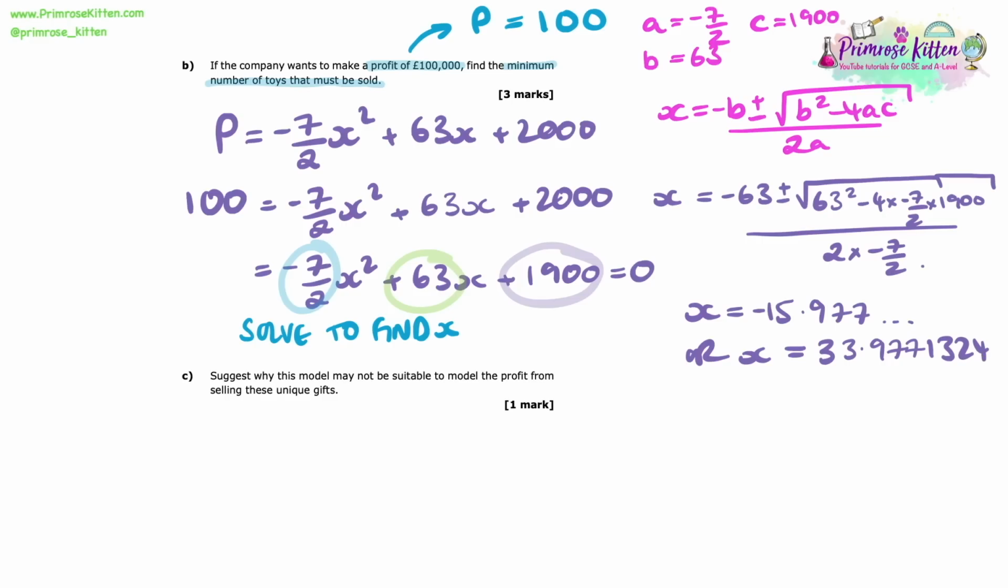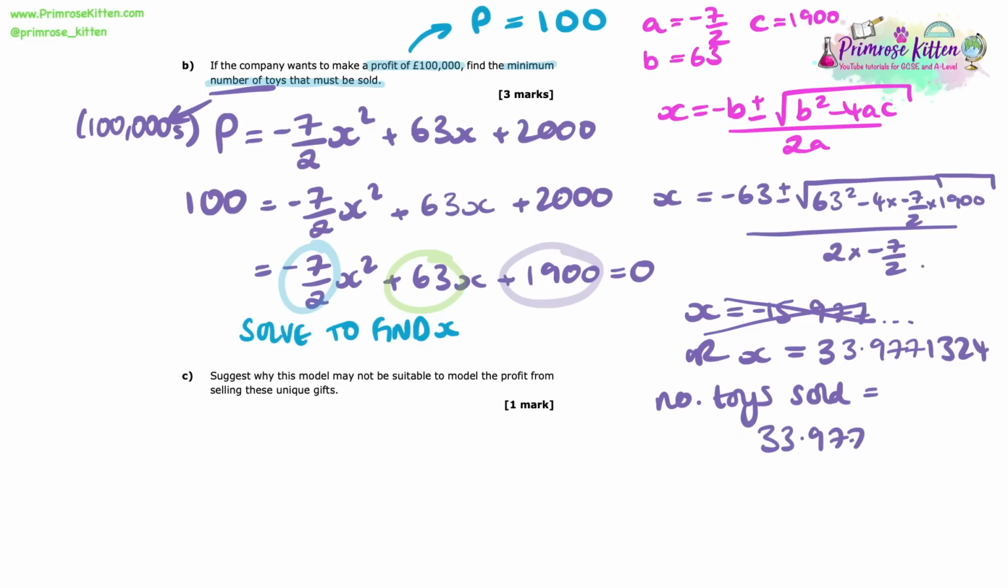33.9771324. Now, x is the number of toys, it can't be negative then. So x must be corresponding to that 33.977. However, remember that x is the hundreds of thousands of toys. So to actually get the number of toys sold, let's multiply this through by 100,000. So doing that, we end up getting a very large number of toys.